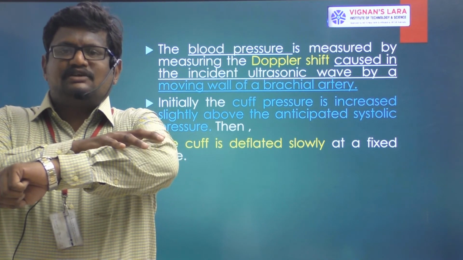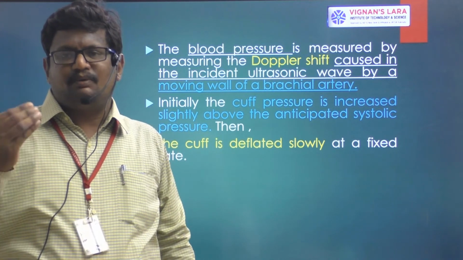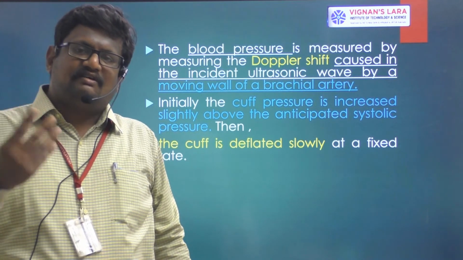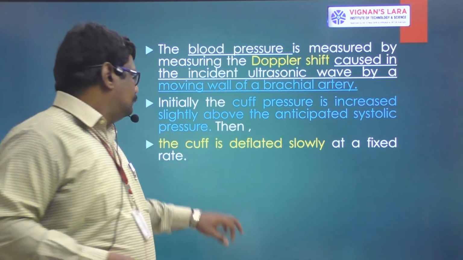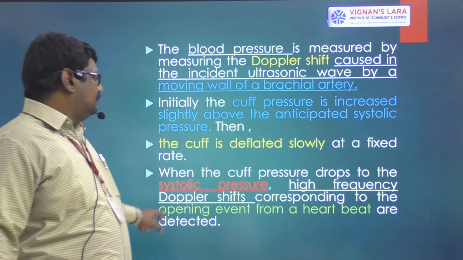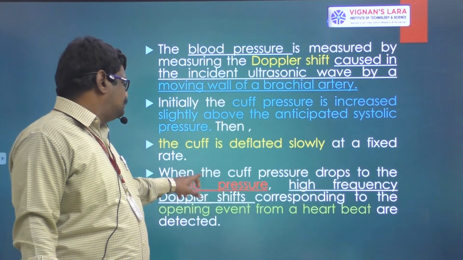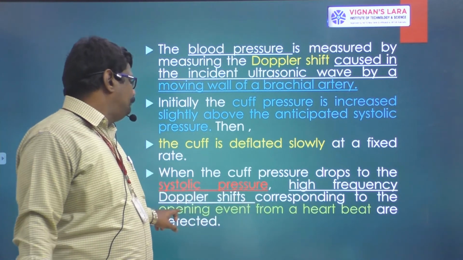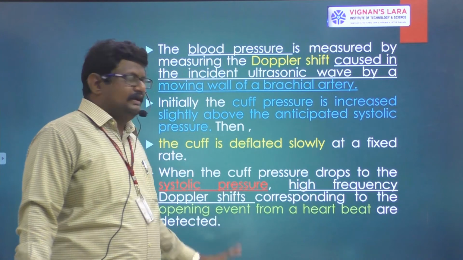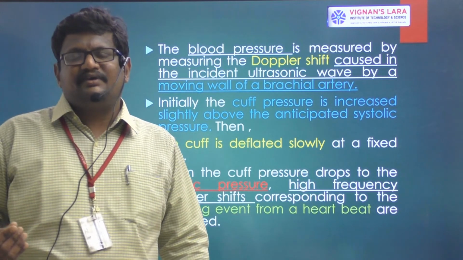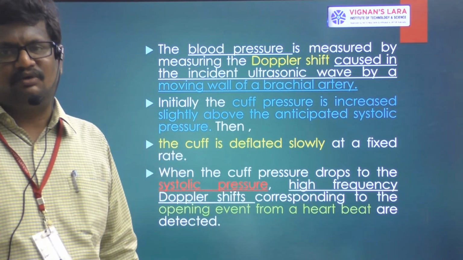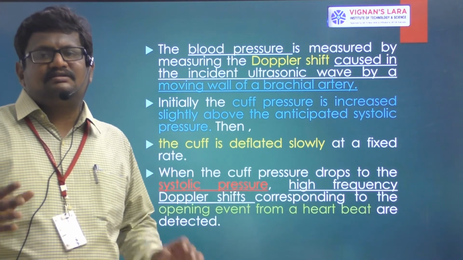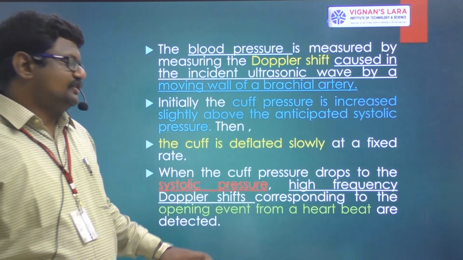The cuff is gradually released to identify the point where the blood starts to flow. Yesterday, by hearing the sound, the start of blood flow could be detected; today it can be a Doppler shift in frequencies. When the cuff pressure drops just below the systolic pressure, high frequency Doppler shifts corresponding to the opening event of a heartbeat are detected. That is nothing but the blood starting to flow. So the first Doppler shift in frequency is locked to a value called the systolic pressure.